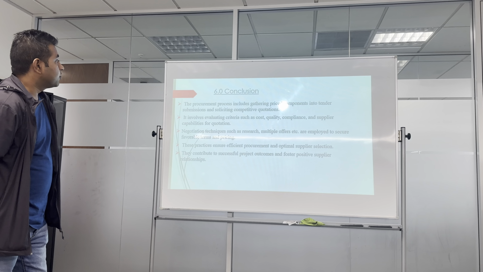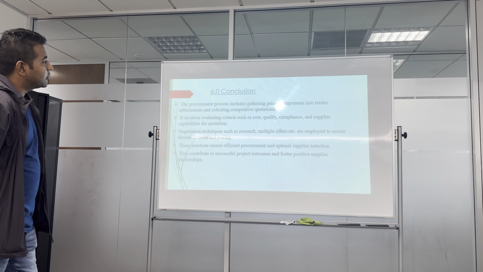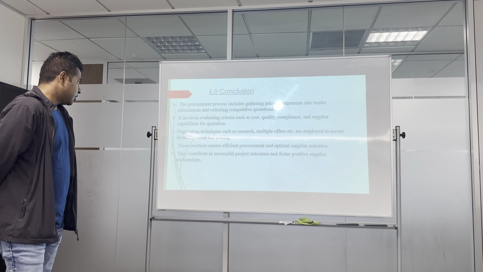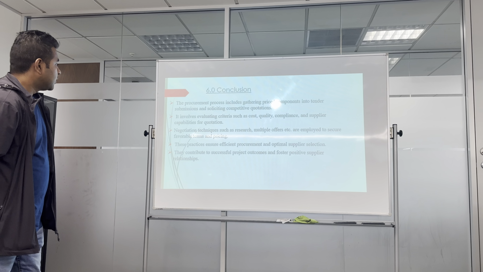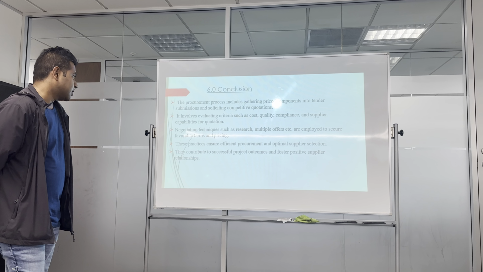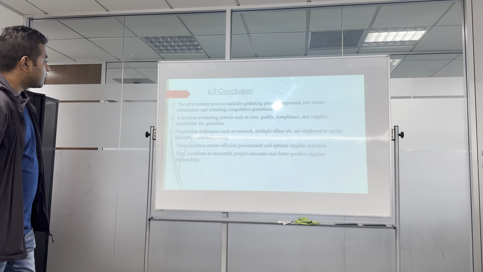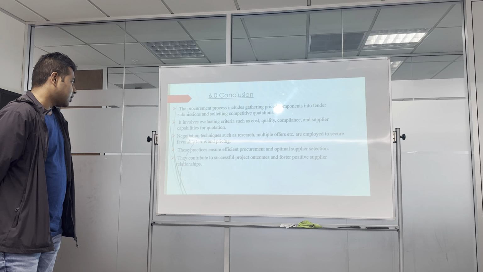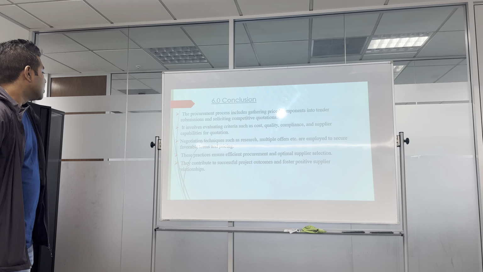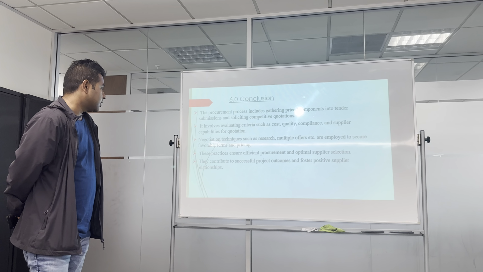In conclusion, the procurement process includes gathering price components into the tender submission, ensuring competitive quotations are obtained. It involves evaluating criteria such as cost, quality, compliance, and supplier capability for quotations. Negotiation techniques such as research, multiple offers, etc. are employed to secure favorable terms and pricing. These practices ensure efficient procurement and optimal supplier selection. They contribute to successful project outcomes and foster positive supplier relationships.